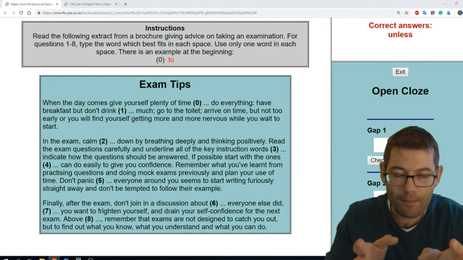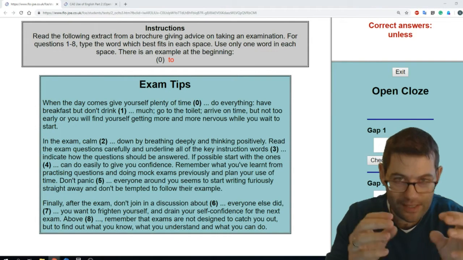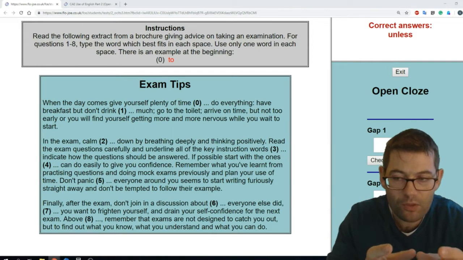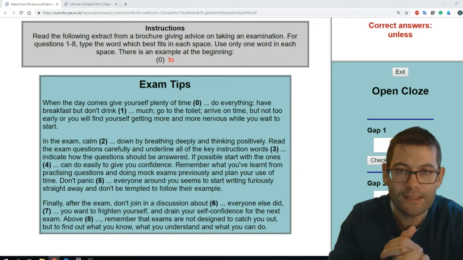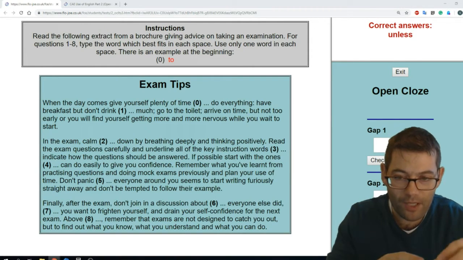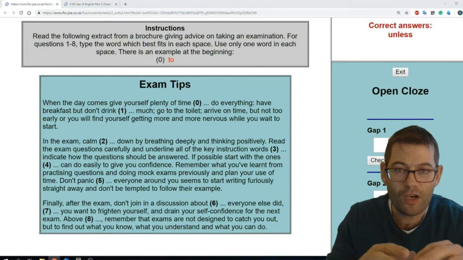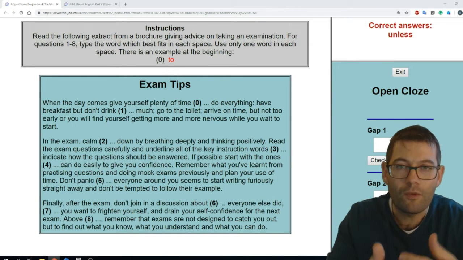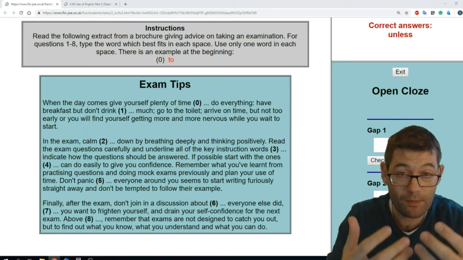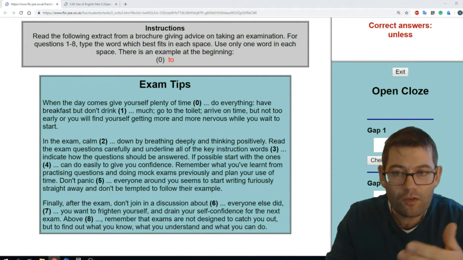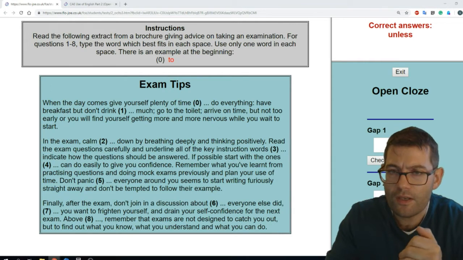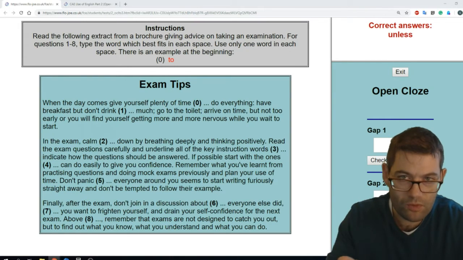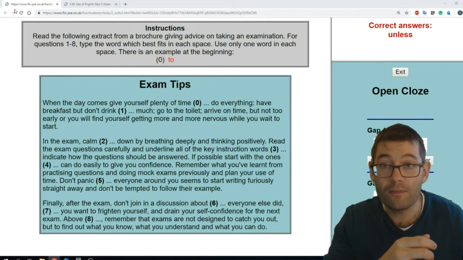Now, I said a couple of times already that this is advice to you as the reader of this article. And this is important because if we have a look at the next question, it says, in the exam, calm down by breathing deeply and thinking positively. So we've got a gap before calm down. The question is, who should calm down? What we need here is a subject to the sentence. But because of the structure of the sentence, we have to use a reflexive pronoun in this gap. So we can't say calm you down. This would be a mistake. So you would have to say calm yourself down.